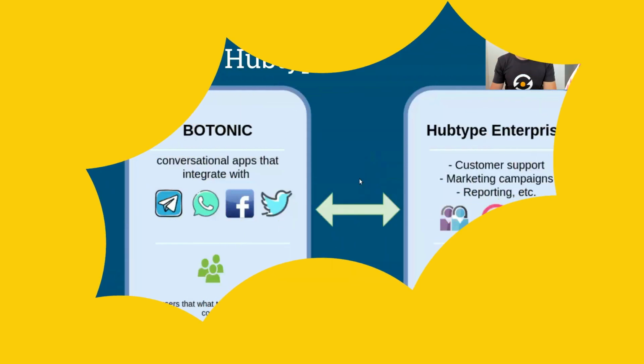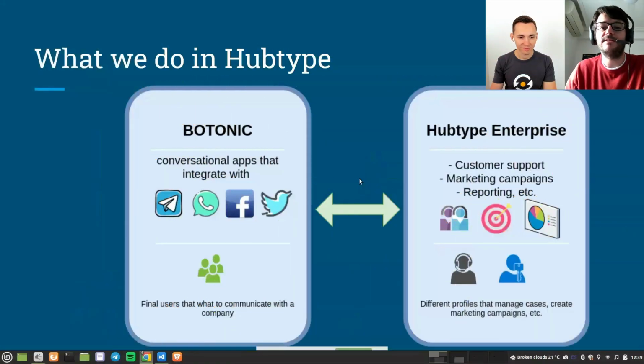Okay, and a little bit more about what we do at Hubtype. I think it's interesting to understand why we use Serenity, and then to understand our case, our testing scenario. We have 2 different worlds, let's say. One is Botonic, which is our open source framework to build chatbots or conversational apps that integrate with the main conversational platforms: Telegram, WhatsApp, Facebook, Twitter.